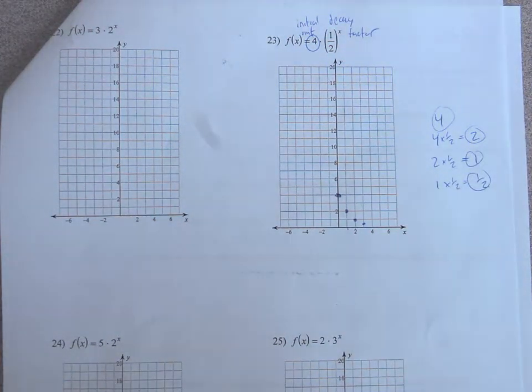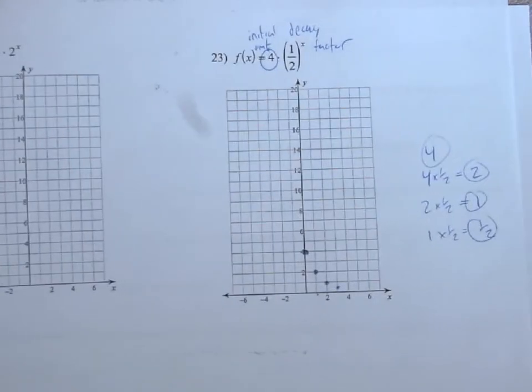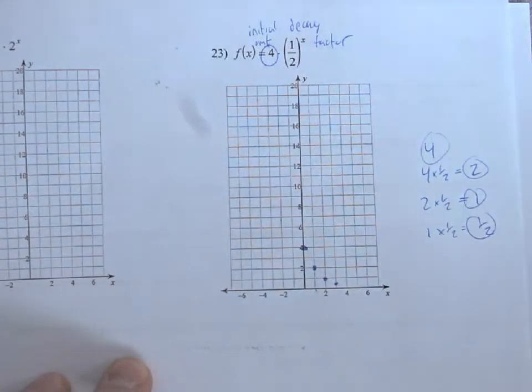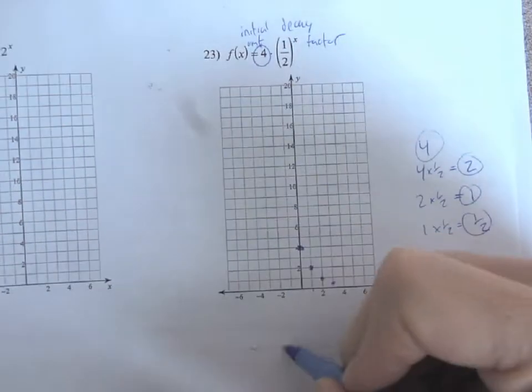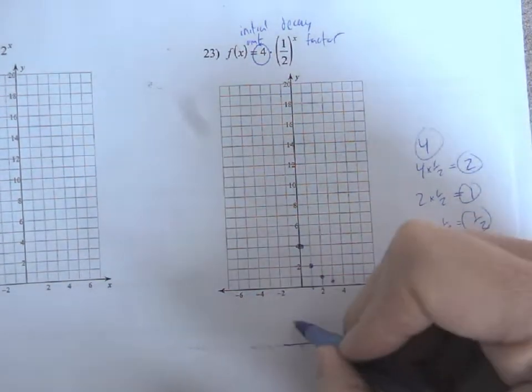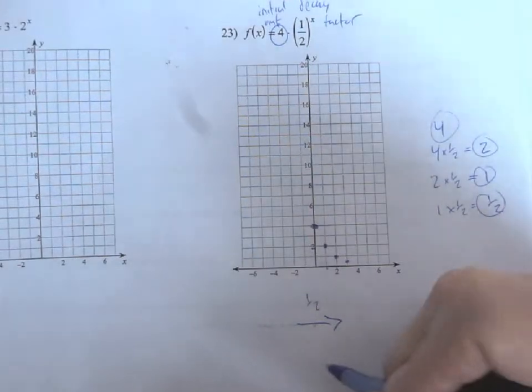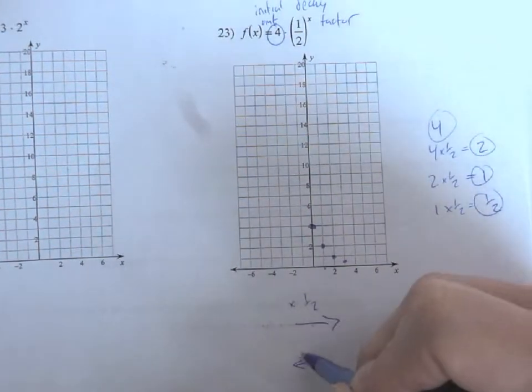Now the thing that's a little different about this graph than the one in your zombie week activity is that we can actually have negatives over here. So if I'm going this way and I'm multiplying by 1/2, if I go backwards, I'm just going to undo that. So instead of multiplying by 1/2, multiply by 2.